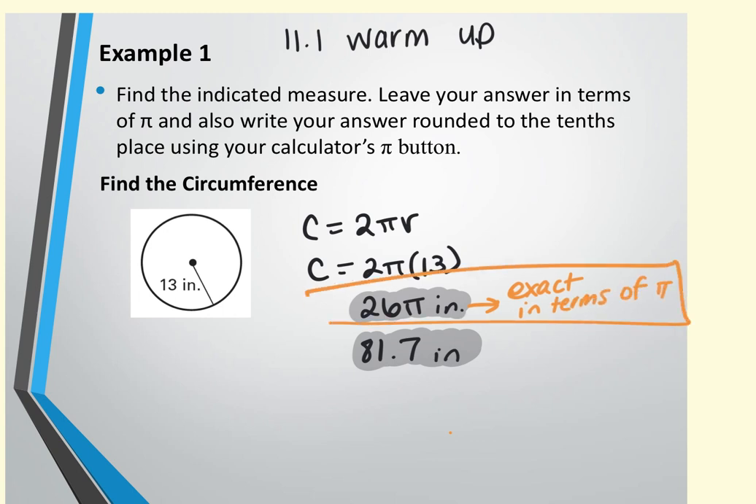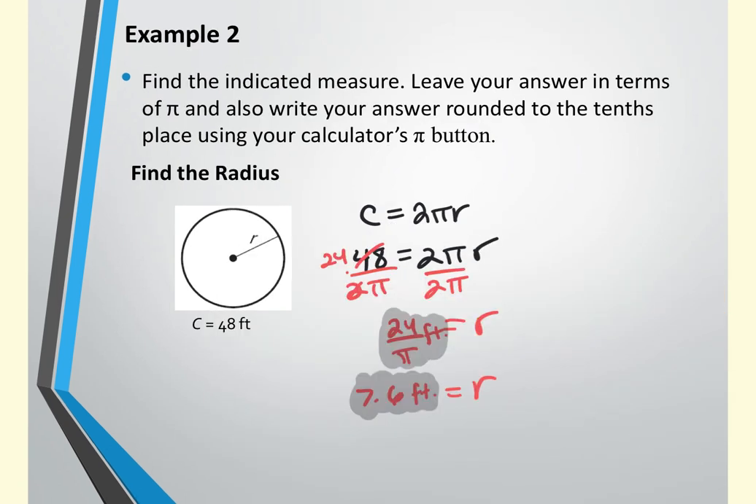Leave it like that. Or it will say round to whatever decimal place, and I would then do 26 times pi in the calculator, and you'd get 81.7. Oh, I got 81.6. Just watch your rounding, because that would stink to lose points on something like that. All right, second one is now you want to find the radius, and you're given the circumference.